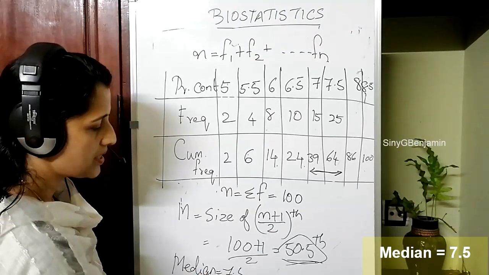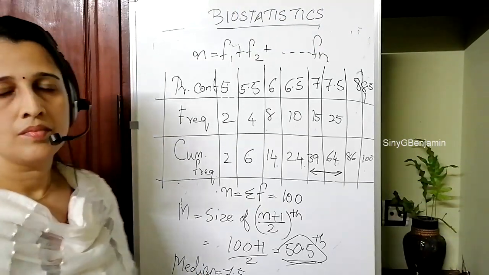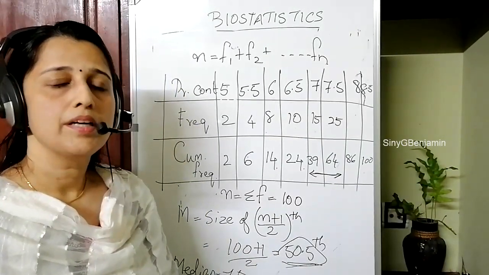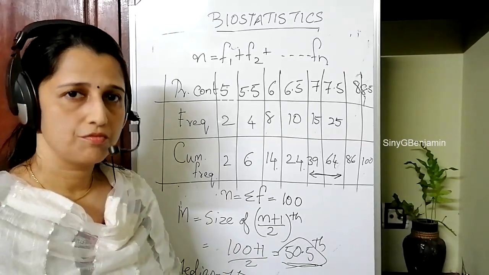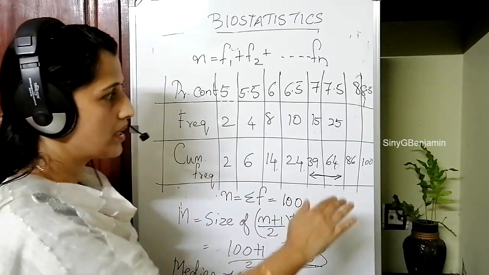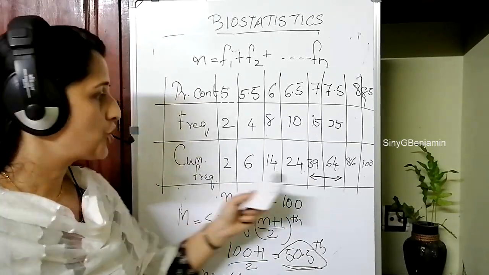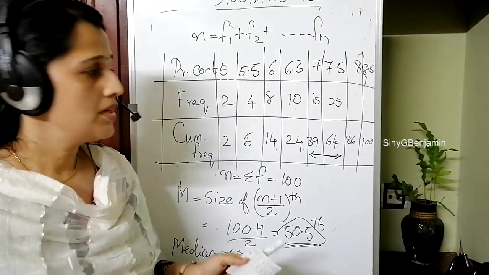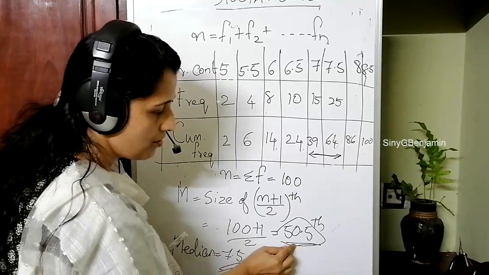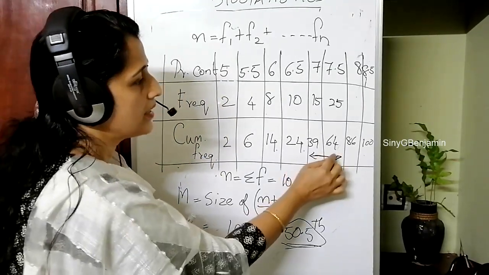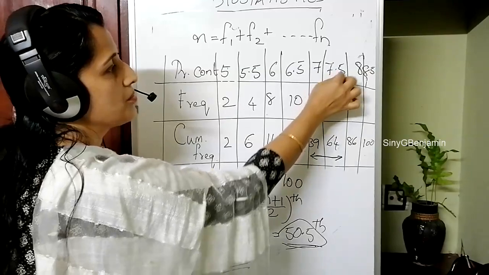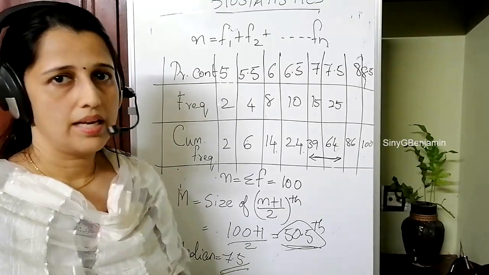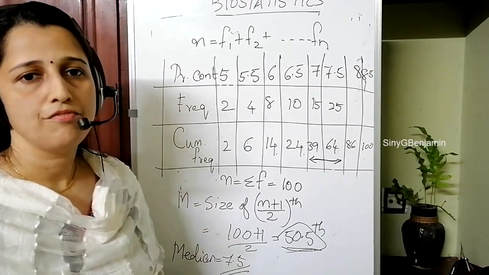Median is equal to 7.5. Hope it's clear. So if you have grouped data or discrete data, first we have to arrange in ascending order, make a table with 3 columns, calculate the cumulative frequency, then apply the equation (n plus 1) by 2th item, and find where this value comes. That measurement of the data will be the median of that data or observation. Here the answer is 7.5.